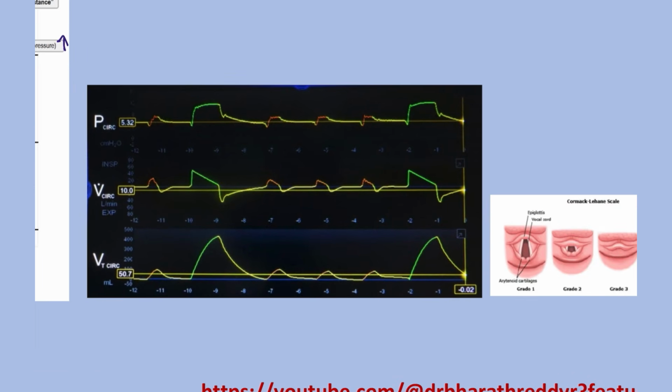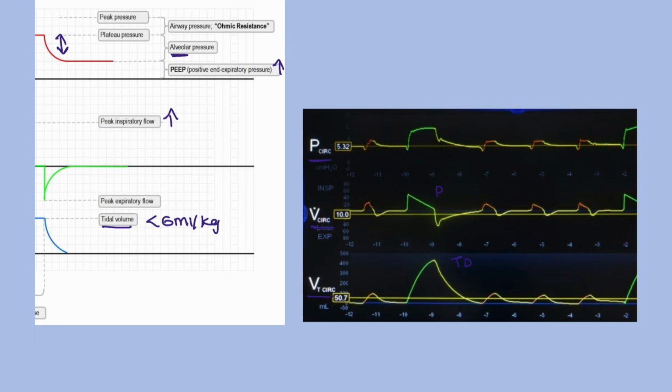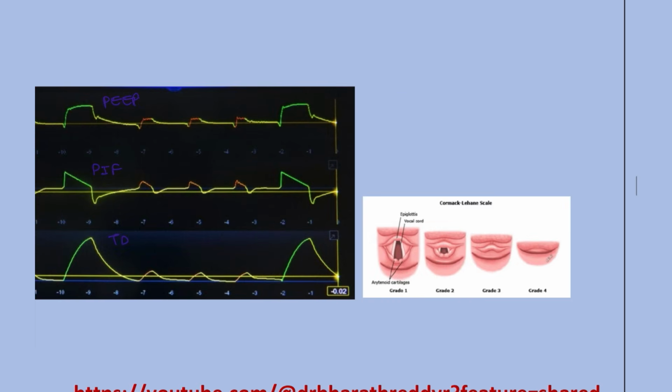If they are given in this form, you have to identify this is for the pressure, this is for the volume, and this is for the volume of the thoracic cavity. Again, this is the tidal volume, this is for the positive pressure. Here you can see this is the peak inspiratory flow, and this is for the PEEP. This identification should not be missed.